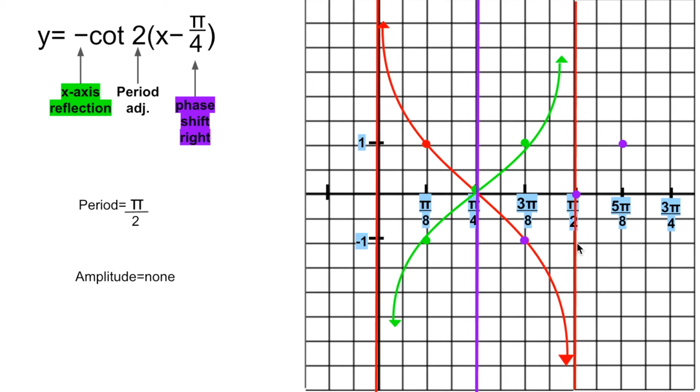Our asymptote moves from pi over 2 to 3 pi over 4, and we draw in our curve, and purple is our final.